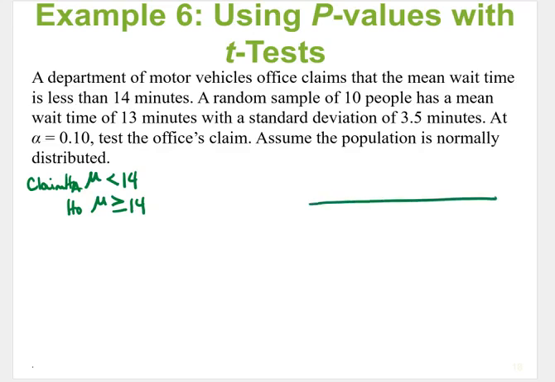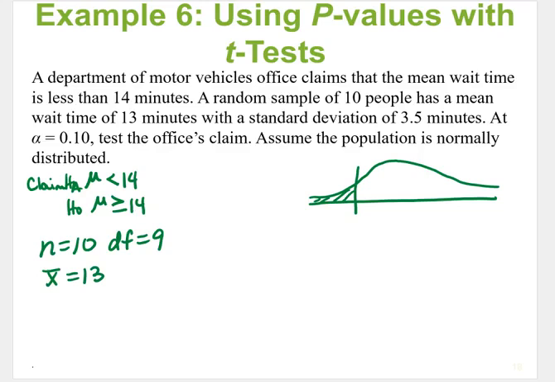So we're going to do a left tail because it's less than. Okay, so there's my picture and that will be my critical value right there. Oh, we are not going to, because we're doing the p method this time. Hold on, back up. Don't get too far ahead of myself. Okay, random sample of 10 people, so n equals 10, which means our degrees of freedom will be 9. Has a mean wait time, so the sample mean is 13, and a sample standard deviation of 3.5. And at alpha equals 0.10. Test the office's claim and assume that our population is normally distributed.